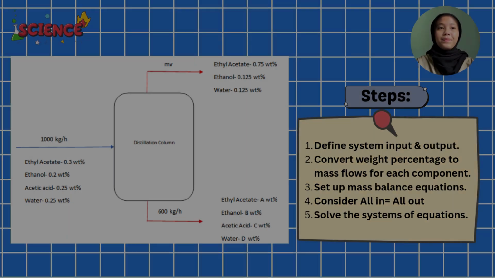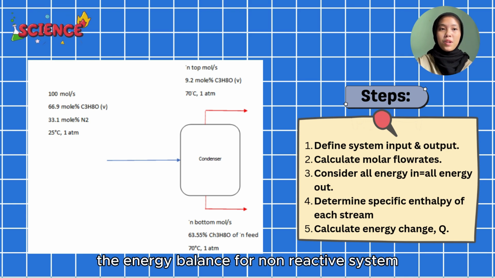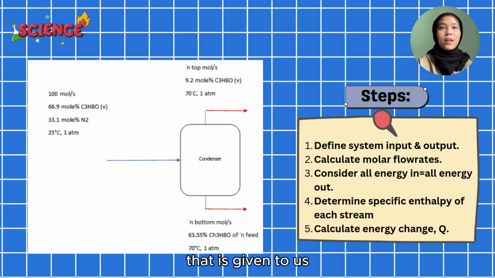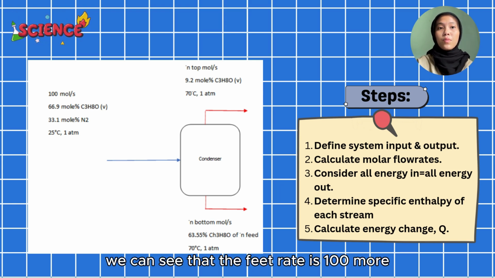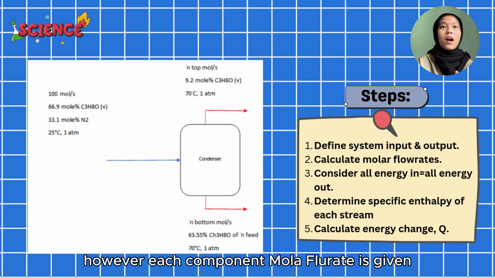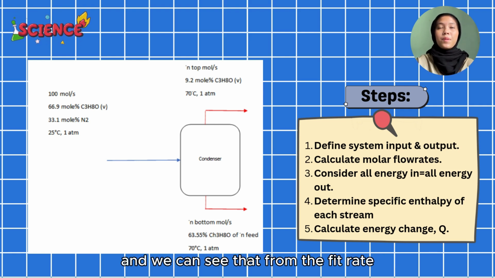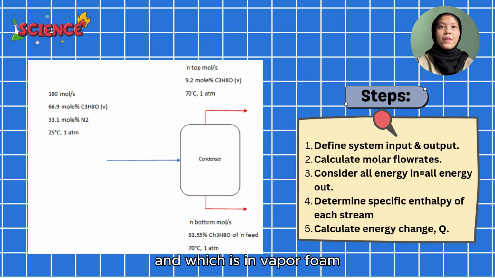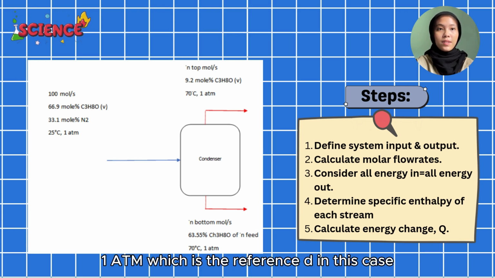I'll be explaining the energy balance for a non-reactive system. Based on the condenser flow rate diagram that is given to us, we can see that the feed rate is 100 mole per second, and the upstream and the downstream are not given. However, each component's molar flow rate is given, and we can see that the feed contains 66.9 mole percent of C3H8O in vapor form, and 33.1 mole percent of nitrogen at 25 degrees Celsius and 1 atm, which is the reference state in this case.